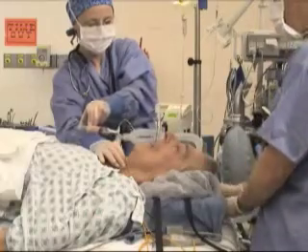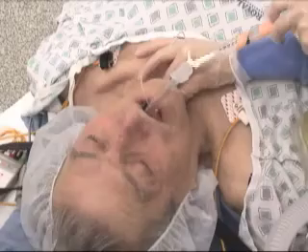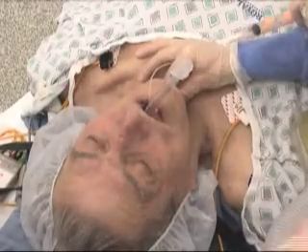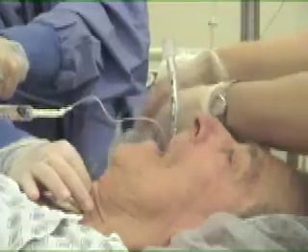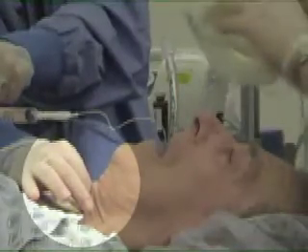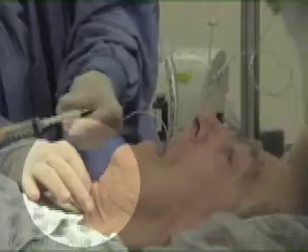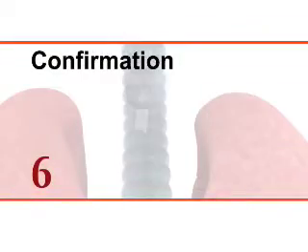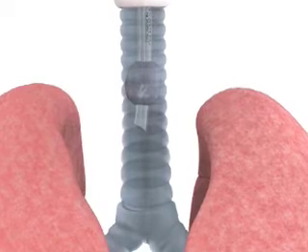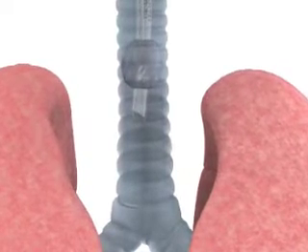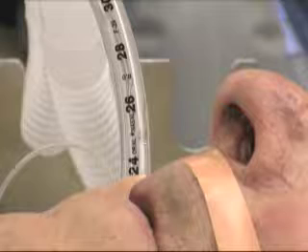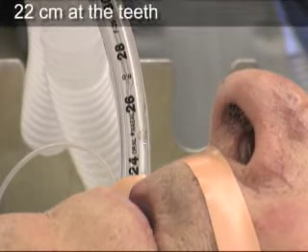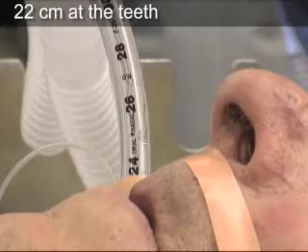Inflate the endotracheal balloon with air to the minimum pressure required to prevent air leaks during tidal volume ventilation with a bag. This usually requires less than 10 cc's of air. The assistant must maintain cricoid pressure until tube placement in the trachea is confirmed. The end of the endotracheal tube should lie in the mid-trachea 3 to 7 centimeters above the carina. A good rule of thumb is 22 centimeters at the teeth for the average size adult.